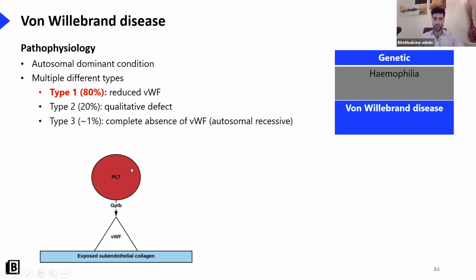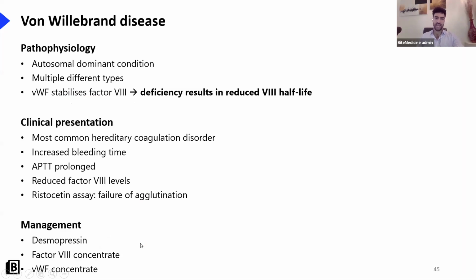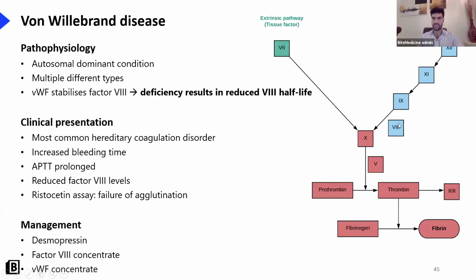Whilst that's true, remember I just said von Willebrand factor stabilizes factor VIII. So if you have a deficiency of von Willebrand factor, you're going to have a reduced factor 8 half-life. Your factor 8 over here is going to be reduced, and that's why your APTT is prolonged, because APTT looks at this intrinsic pathway over here. So the point is, reduced von Willebrand factor, reduced factor 8, and therefore a prolonged APTT. You'll also have reduced factor 8 levels for the reasons I just discussed.